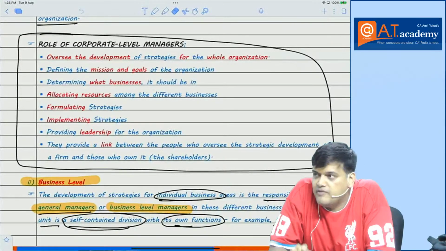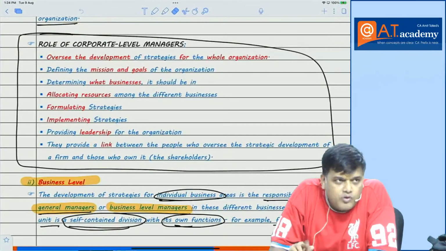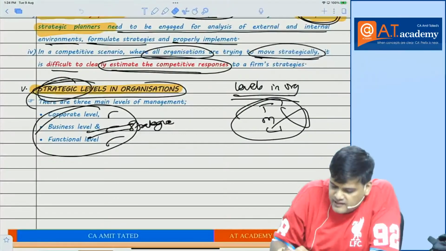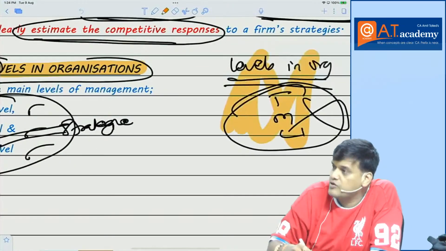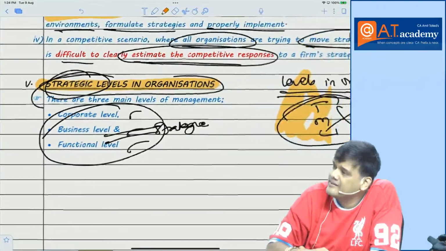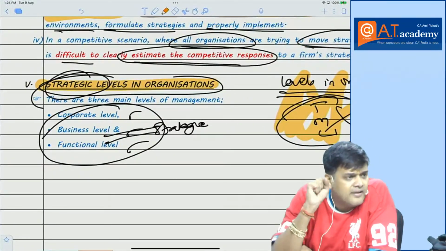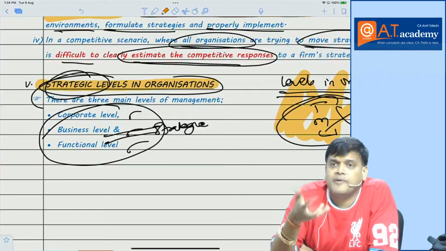Okay, quickly. How many levels of management are there? 3. Corporate, business and functional. Please remember one thing: I made you understand these two questions separately, but in our syllabus this is not there. Clear? We have only 3 levels: strategic, business, and functional. Everybody clear? After this, we'll go ahead with the role of corporate level manager.